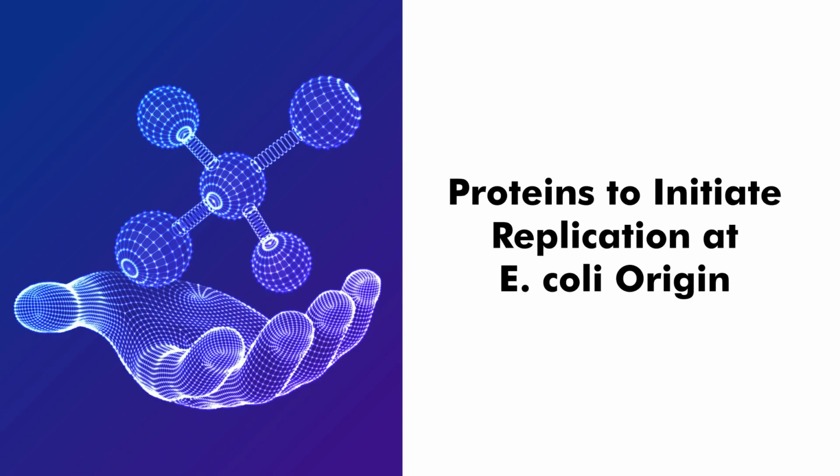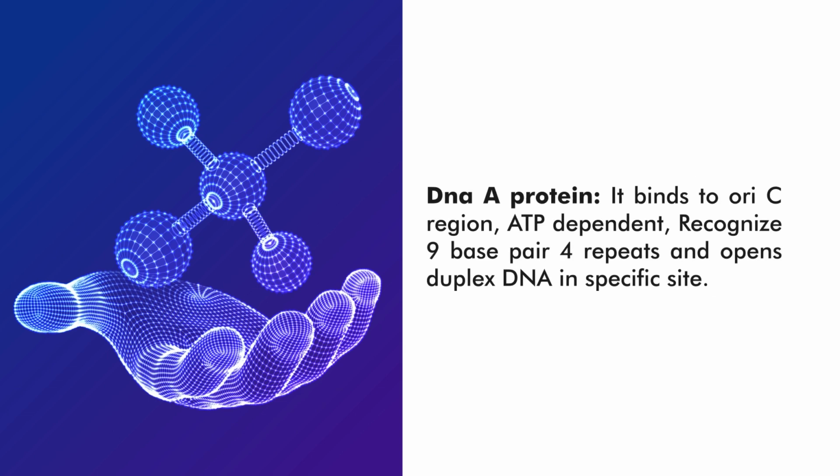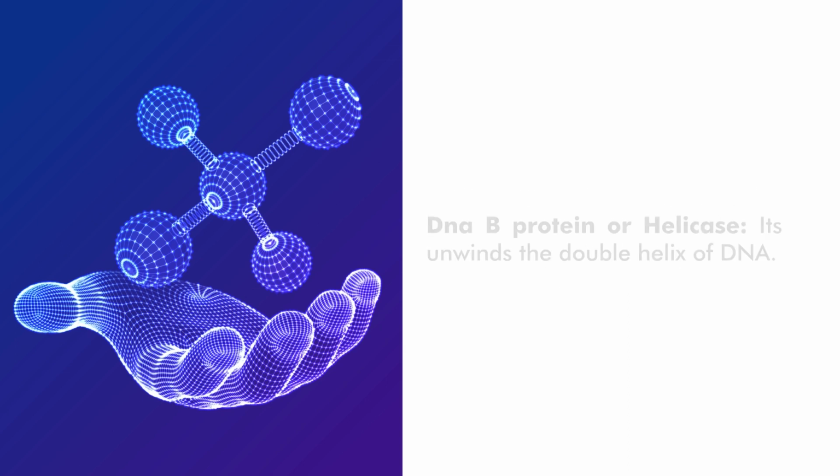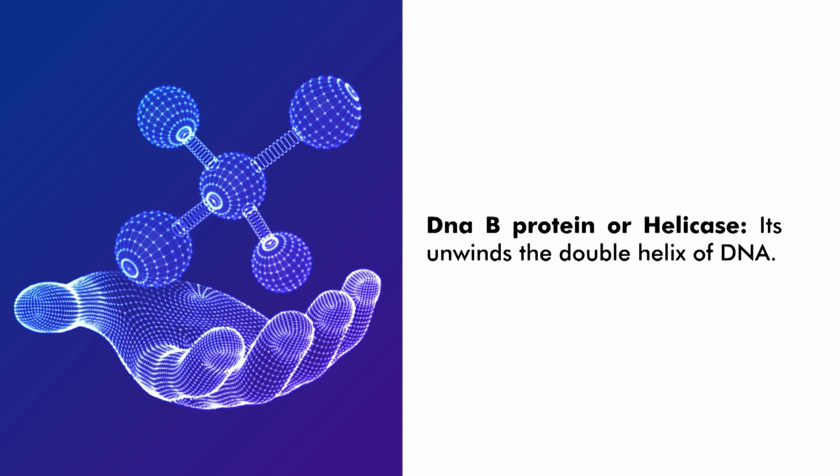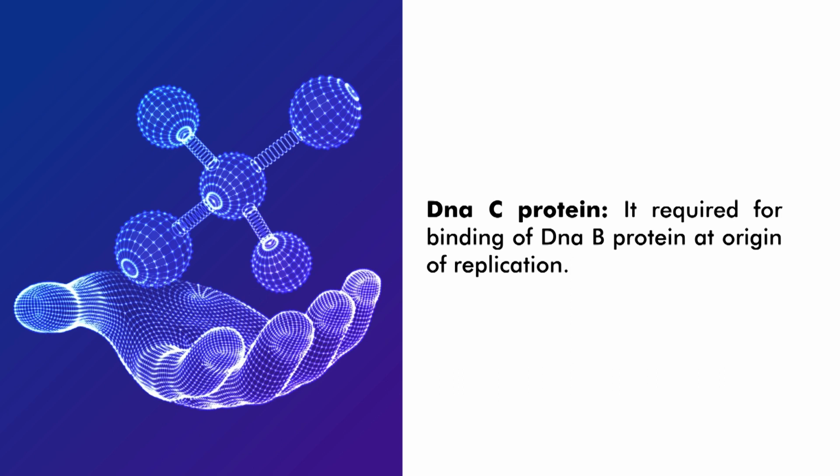So, we can say that a number of proteins are used to initiate replication at the E. coli origin. First is the DNA A protein, which binds to the ORI-C region. It is ATP dependent, recognizes the 4 repeats of 9 base pairs and opens duplex DNA at a specific site. Next is DNA B protein or helicase. It unwinds the double helix of DNA.